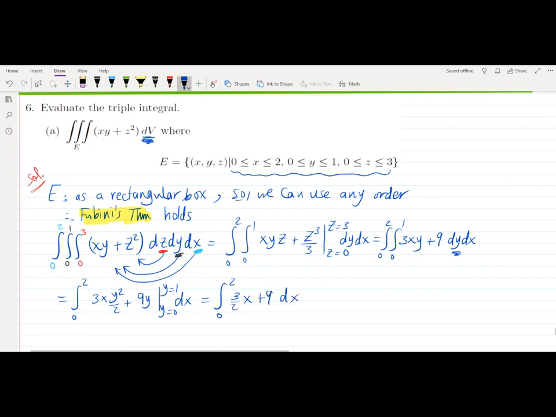And it is two simple integrals, which leads to 3 over 2, which is constant, times x squared over 2 plus 9x. And we can substitute from 0 to 2, and it will give you directly the answer of 21.